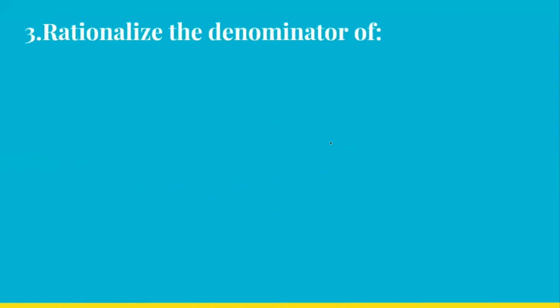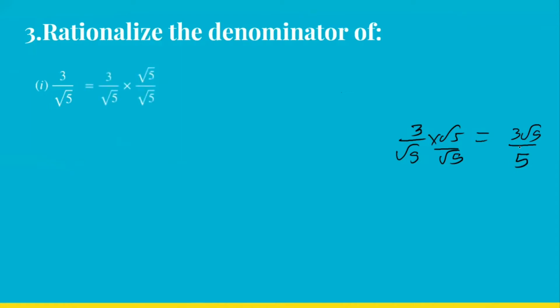Rationalize the denominator. Now we understood what the rationalizing factors are. Let us rationalize the denominator. So what are we going to do here? So it is 3 upon root 5. We will simply multiply by root 5 and divide by root 5. Multiplying the numerator, we get 3 root 5. Root 5 into root 5 is 5. So 5 is the rational number. We have rationalized the denominator.